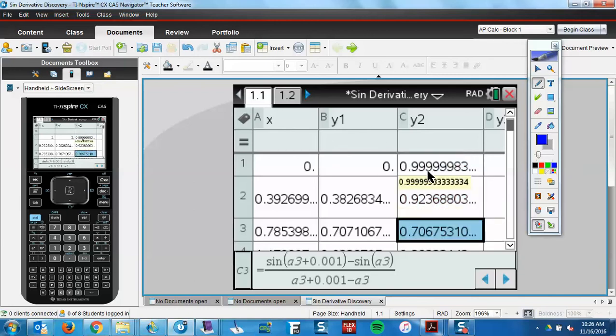Now, what do we think this one probably is? 0.99999. That's just one, right? We talked about that. The sine right there is one. But here's what's really neat about this. I got to use my computer here.